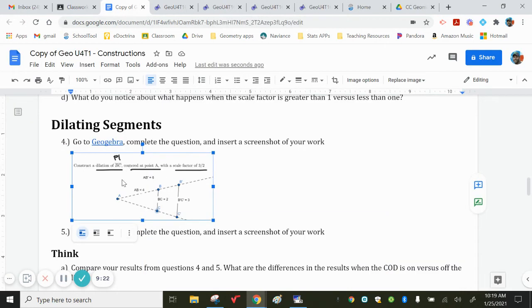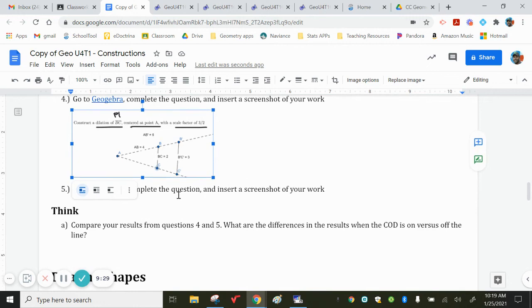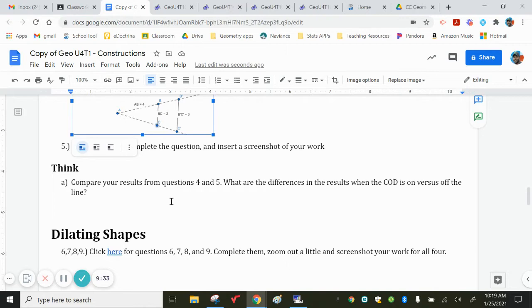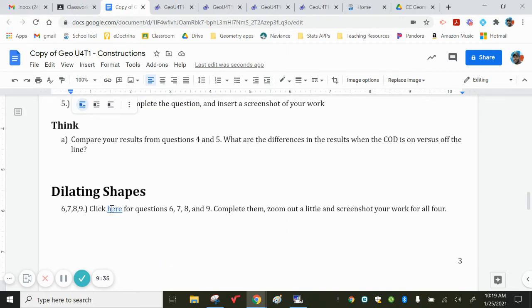Okay, so here's my image inputted here. I resized it so it wasn't super huge. And now you're ready to do question 5, a different example of dilating a segment. Okay, and then answer the think question, and then let's come down here and meet me at this link right here for the dilating shapes.